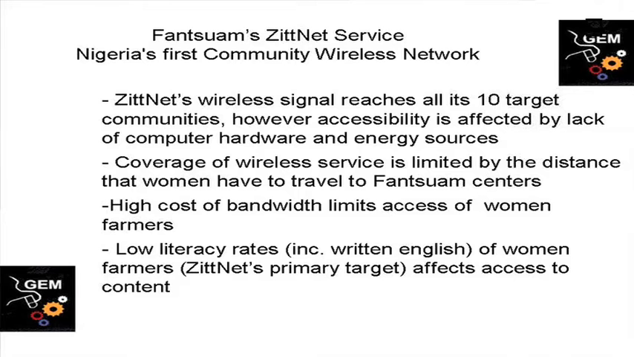DNet's wireless signal reaches all of its 10 target communities. So really the problem is not about the infrastructure as such. What is the problem is the lack of hardware, the computer hardware, and the energy sources, so electricity. That's one of the issues they found. So the wireless signal is not a problem.